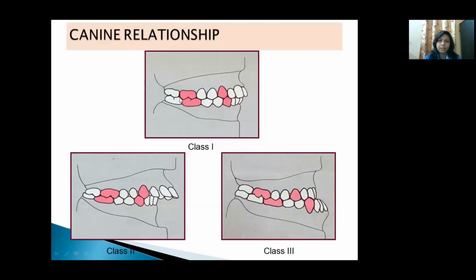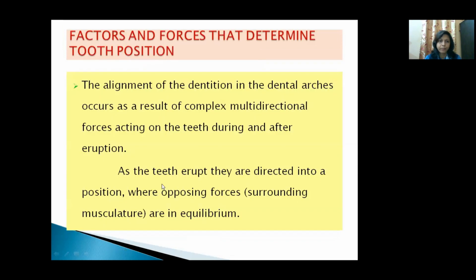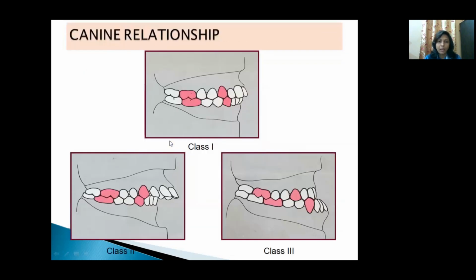Canine relationship can also be classified into the class 1, class 2, class 3 canine relationship. So, in a class 1 canine relationship, the mesial ridge of the maxillary canine is in contact with the distal marginal ridge of the mandibular canine. Whereas in class 2, the distal marginal ridge of the maxillary canine is in contact with the mesial marginal ridge of the mandibular canine. And in class 3, the mandibular arch is put forward, so there is no relation.